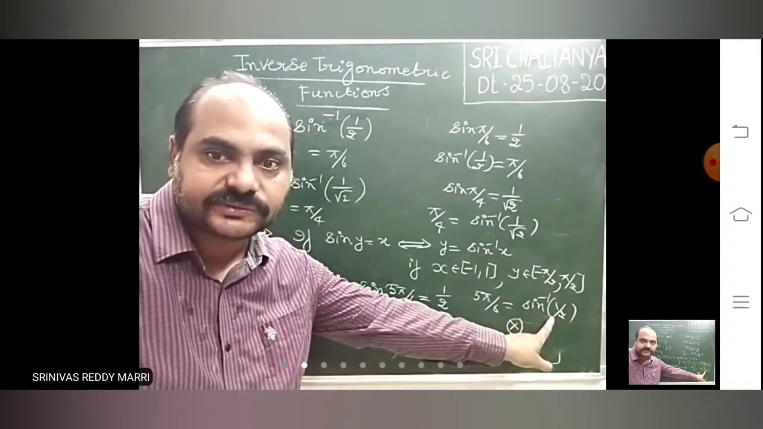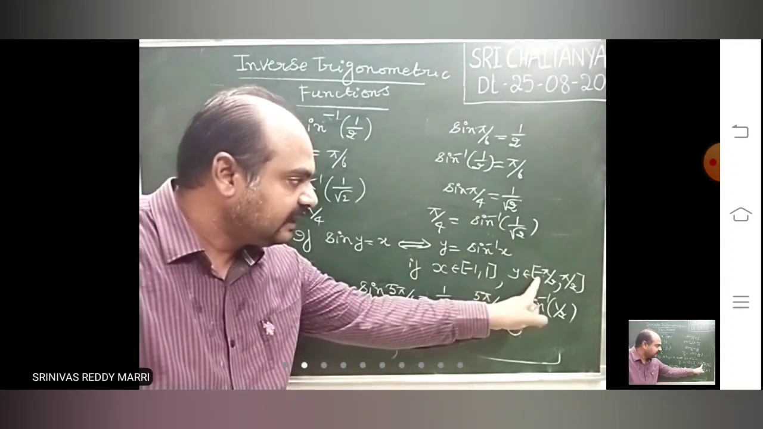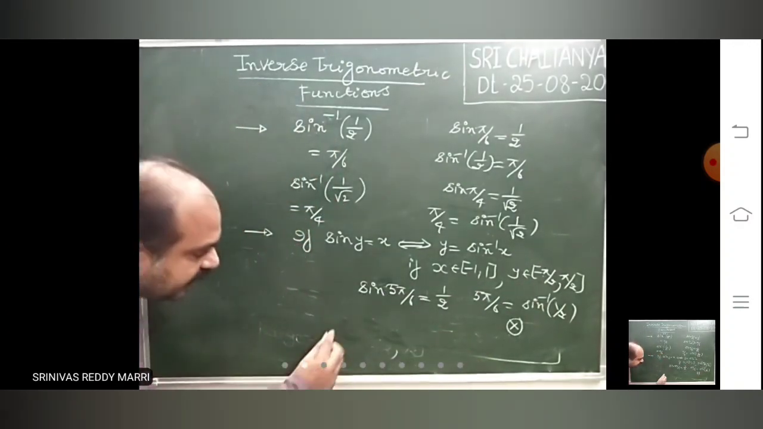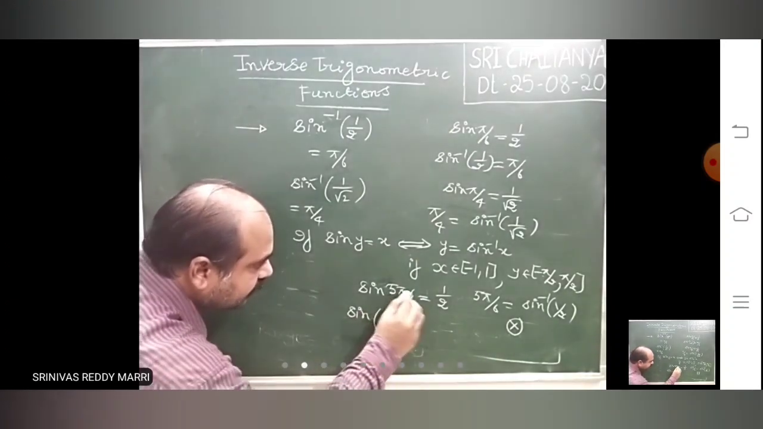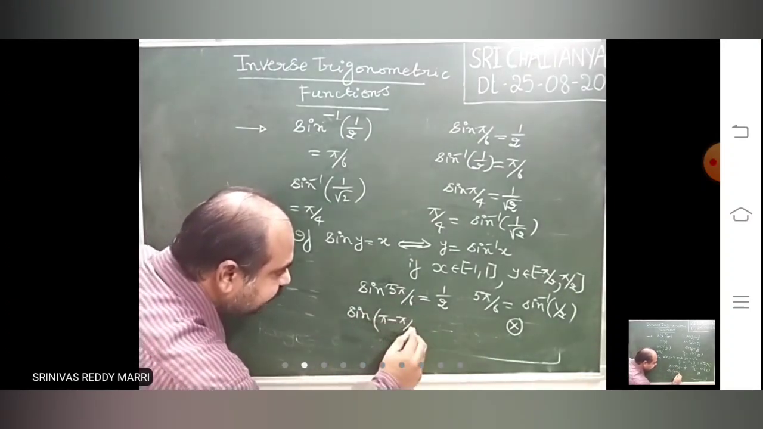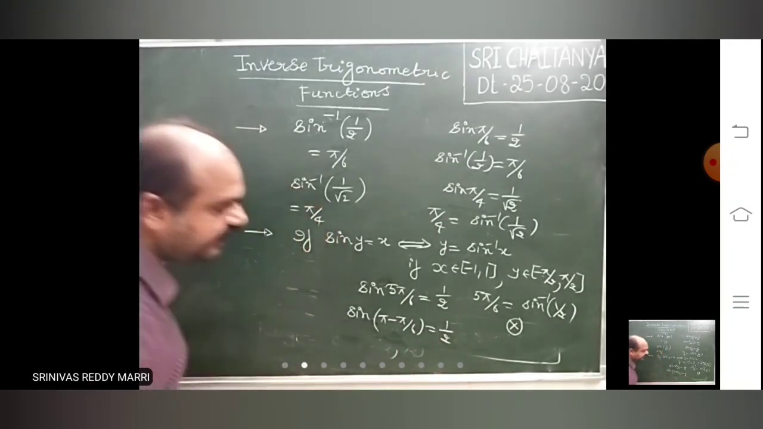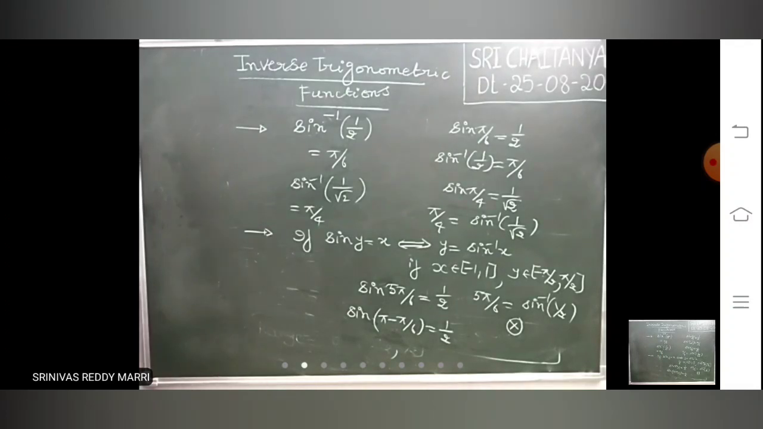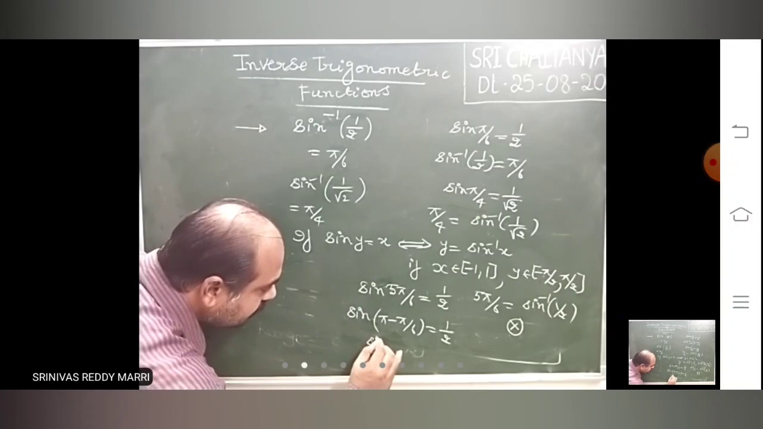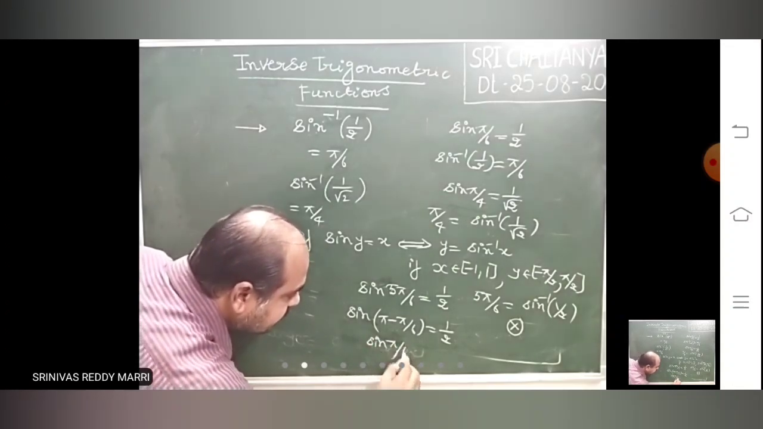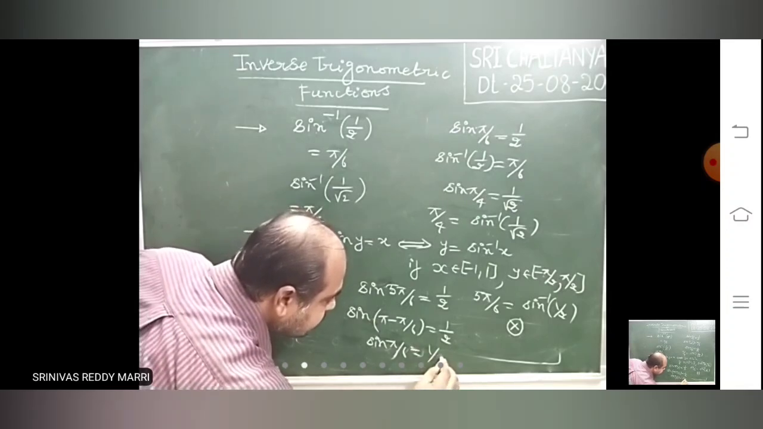Don't write 5 pi by 6 equals sine inverse 1 by 2. First convert this angle such that it lies in the interval minus pi by 2 to pi by 2. I am converting it. It can also be written as sine of pi minus pi by 6 equal to 1 by 2. Sine of 180 minus theta is nothing but sine theta. First I am writing like this.